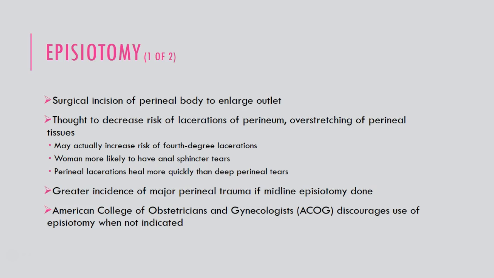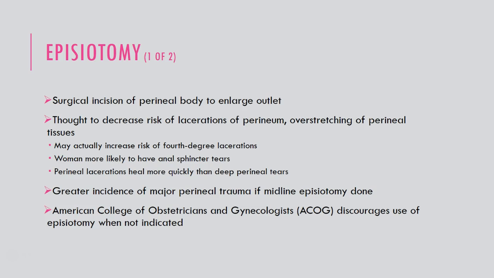Episiotomy is another alteration that can occur. That's a surgical incision made on the perineal body, and it helps to enlarge the introitus, or the outlet of the vaginal canal. Although it's thought to decrease the lacerations that could occur to the perineum if overstretching occurs, sometimes a laceration happens alongside an episiotomy anyway. It may actually increase the risk for fourth degree lacerations if that happens.